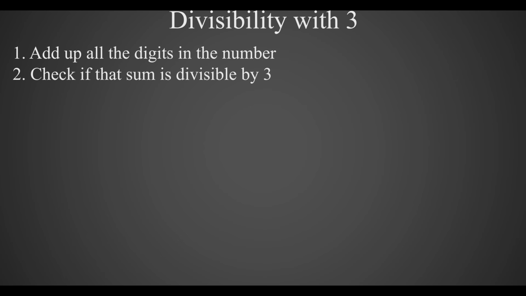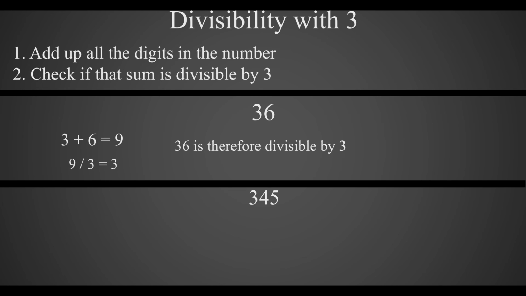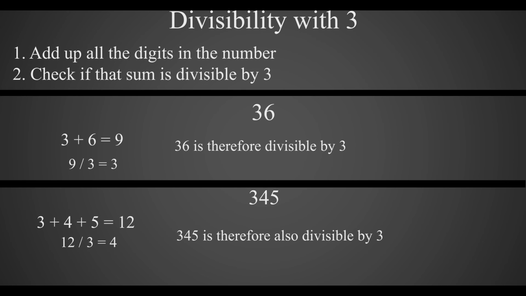So let's say we have the number 36. Now we have to add the digits in the number 3 and 6 to get 9, and we know that 9 is divisible by 3, which means that 36 is also divisible by 3. You can do this with any amount of digits on even a larger scale. So let's say you have the number 345. So then you have to add the digits 3 plus 4 plus 5 to get 12. And we know that 12 is also divisible by 3, which means that 345 is as well.